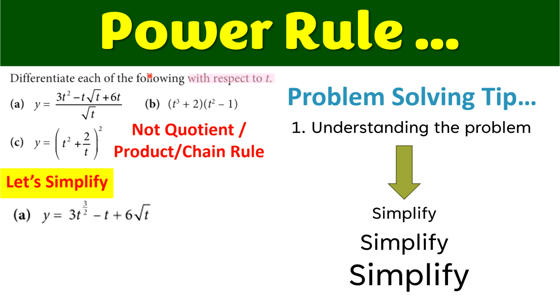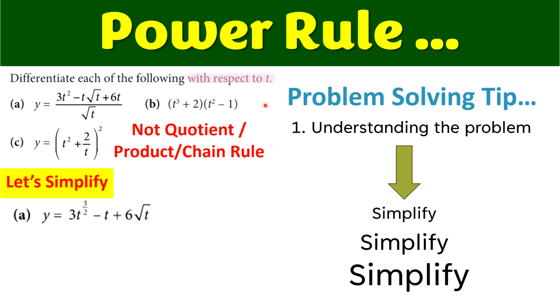To do this, I will be able to derive y equals 3t to the power 3 over 2 minus t plus 6 square root of t. And once I have this, are you able to apply power rule to differentiate and find the derivative? We can. Now let's take a look at part B. Part B is a product of two terms. Over here, if you make an observation, you notice that I do not need to use product rule.